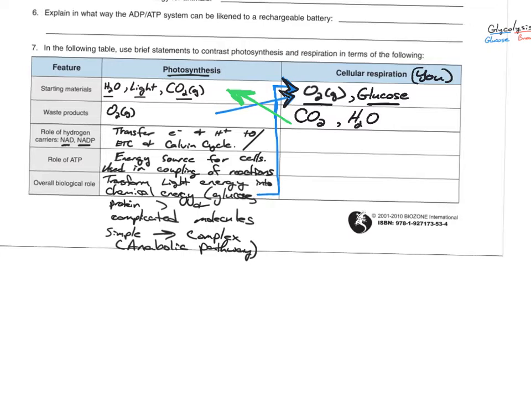Role of hydrogen in ADP, exactly the same, except it doesn't take it to the Calvin cycle, it takes it to the ETC, right? Takes it to the electron transport chain. And this is NAD. NAD is what's used during cellular respiration in the mitochondria. It's transferring electrons. That's what they do. And hydrogen ions, right? That's how they're moving these things around.